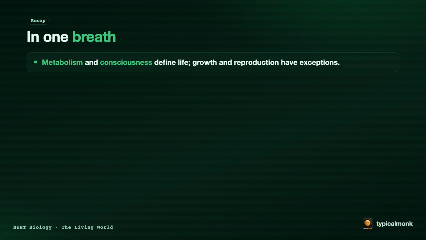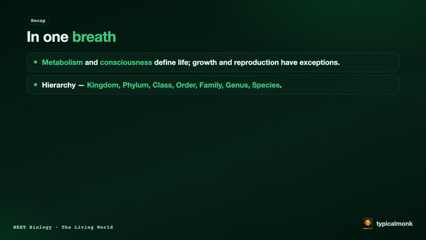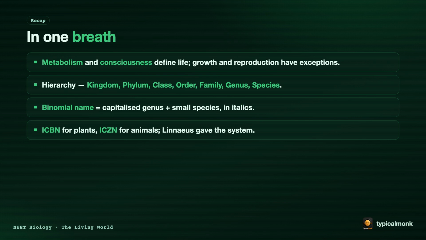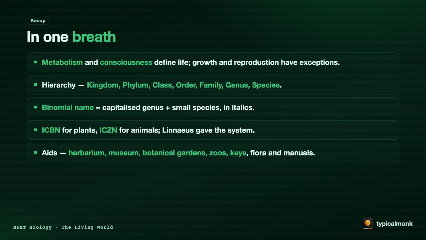Let us lock it all in one breath. Metabolism and consciousness define life. Growth and reproduction have exceptions. The hierarchy is kingdom, phylum, class, order, family, genus, species. A binomial name is a capitalized genus plus a small species in italics. IBN is for plants, ICZN for animals, and Linnaeus gave the system. The aids are the herbarium, museum, botanical gardens, zoos, keys, flora, and manuals.